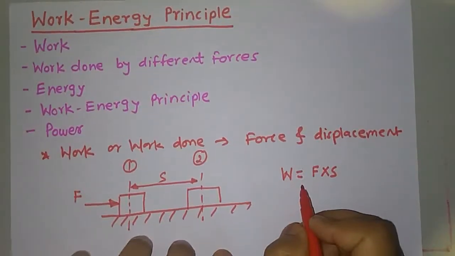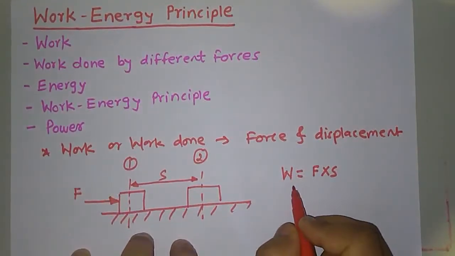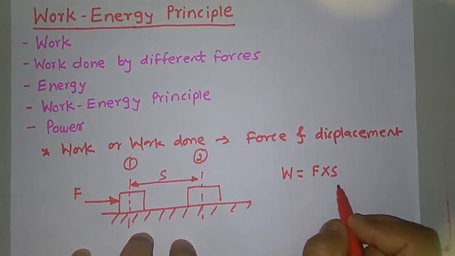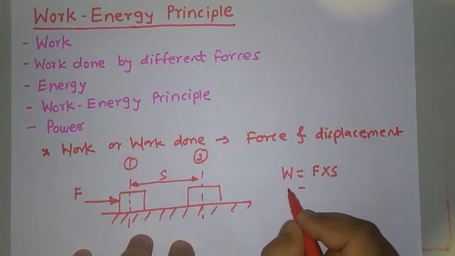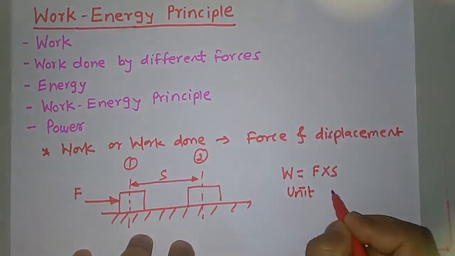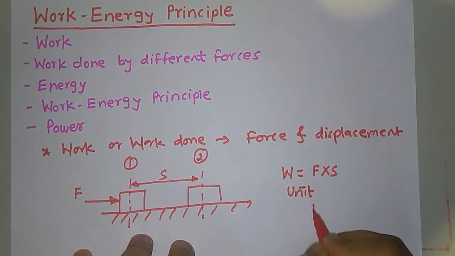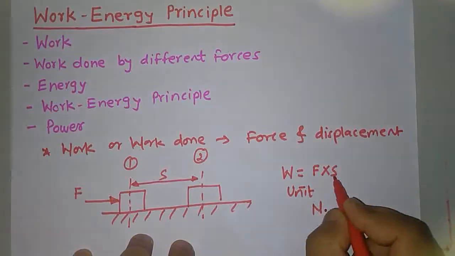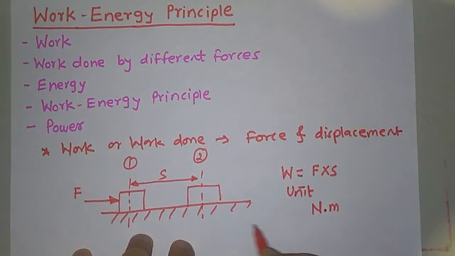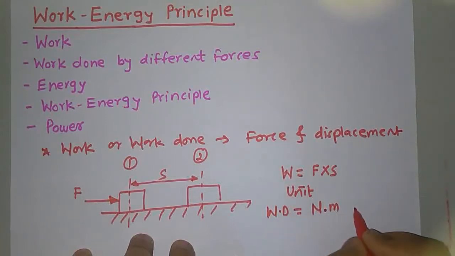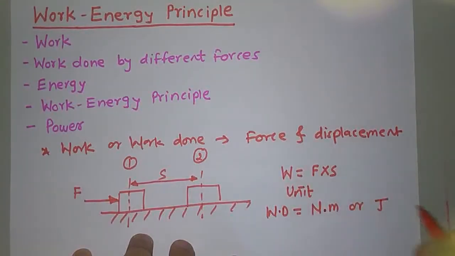Now the unit of work done. We know the work done is the force into displacement. What is the unit for force? Force unit is Newton, right? And what is the unit for the displacement? It is meter. So the unit of work done is equal to Newton meter, or we can write it as a joule, right?